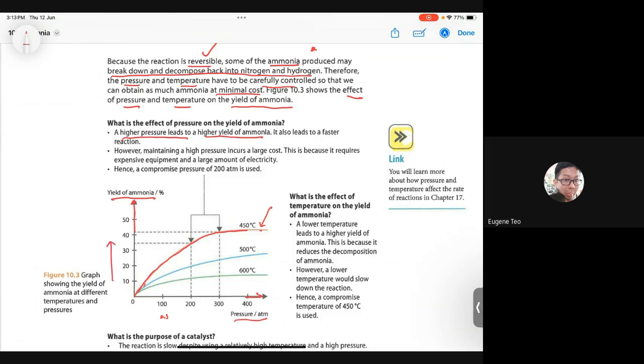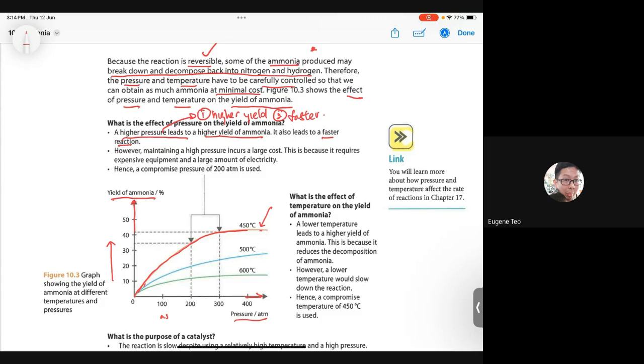So if I get higher yield, this also leads to a faster reaction. So higher pressure leads to higher yield plus a faster reaction. This pressure has two effects. One is higher yield, that means I get more ammonia produced. Second, it will also cause the reaction to become faster. And hence what I want to do is, the higher the pressure, the better it is.